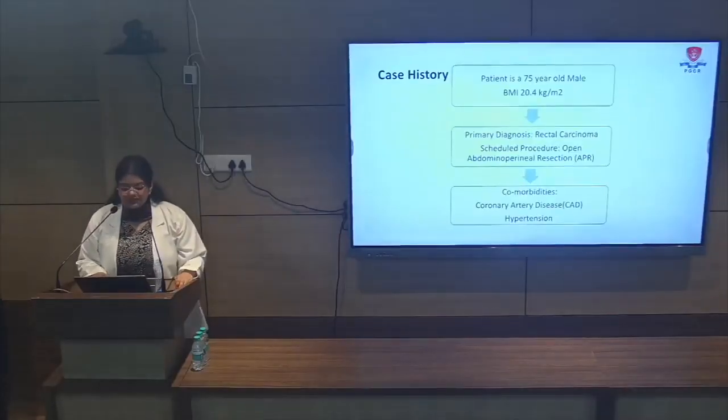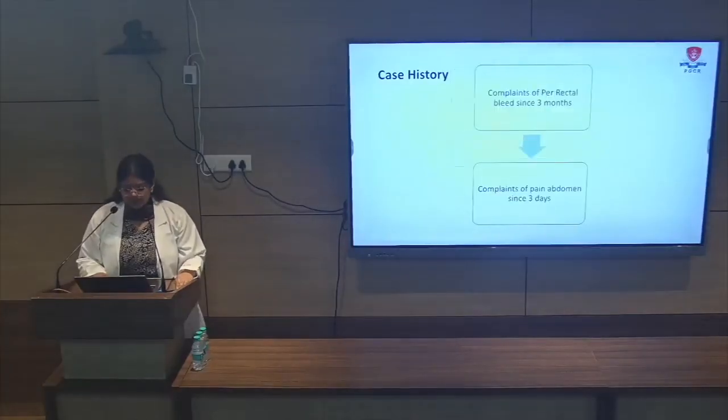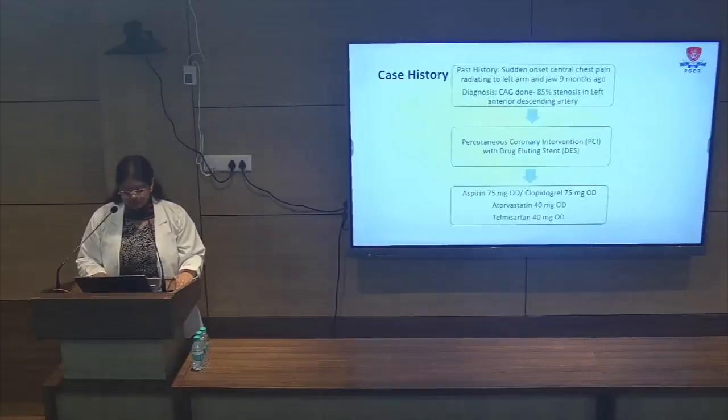A 75-year-old male patient came to the hospital with complaints of rectal bleed and was diagnosed with rectal carcinoma and planned for abdominoperineal resection. He is a known case of coronary artery disease and hypertension. The patient was referred for a pre-anesthetic checkup. The patient complains of per-rectal bleed since 3 months and pain in the abdomen since 3 days.